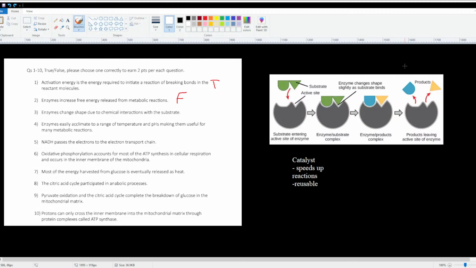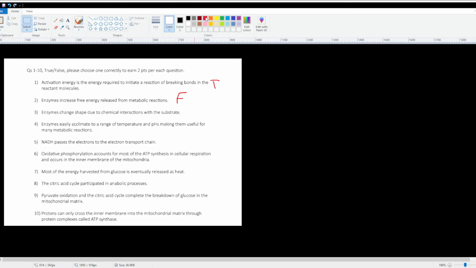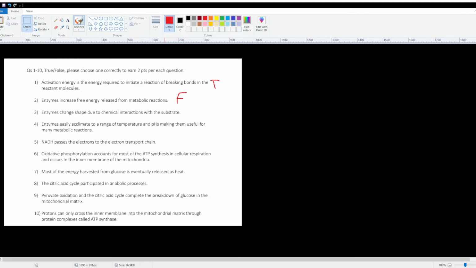It's making these reactions go by quicker, easier, efficiently, that sort of thing. So we're going to go ahead and just erase this. And then, of course we said that number 3 is true. Enzymes change shape due to chemical interactions with the substrate.